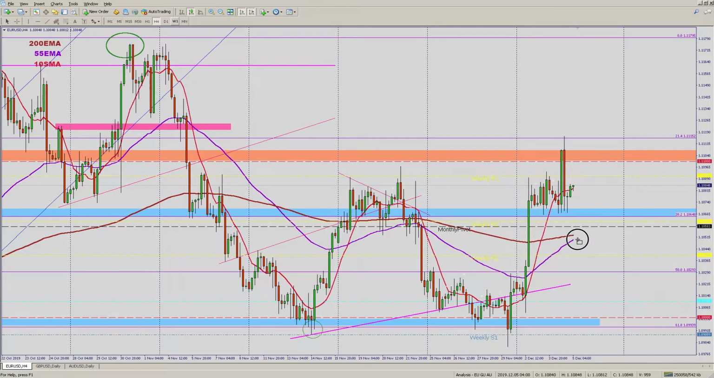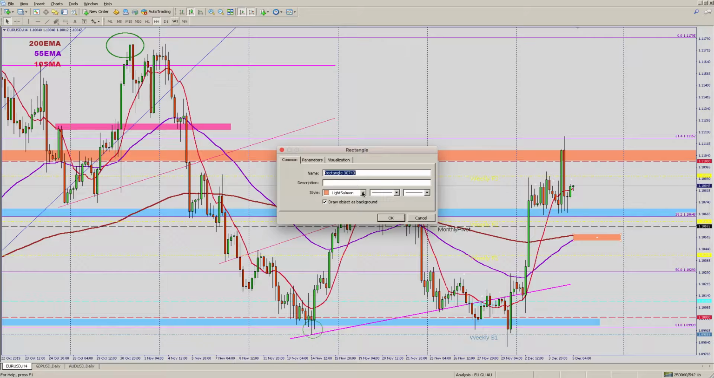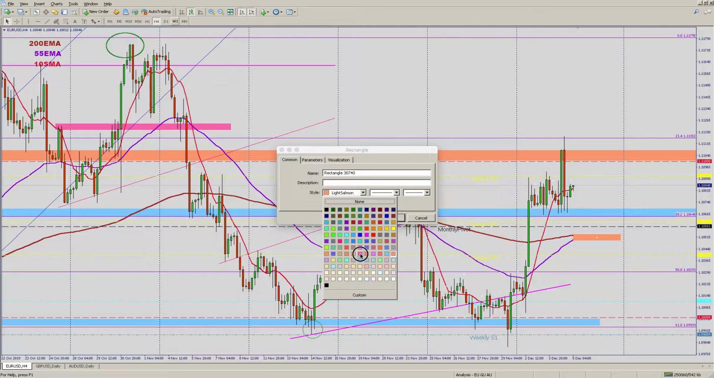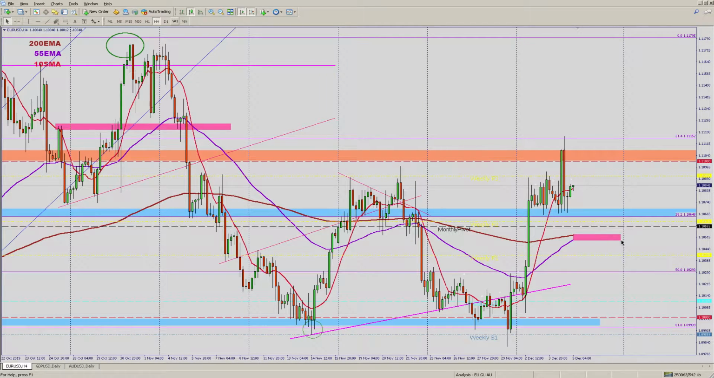Let's mark out this potential zone as well. It's another interim support area, that's around the 110.60 area. This was a previous resistance. We can remove that for now.